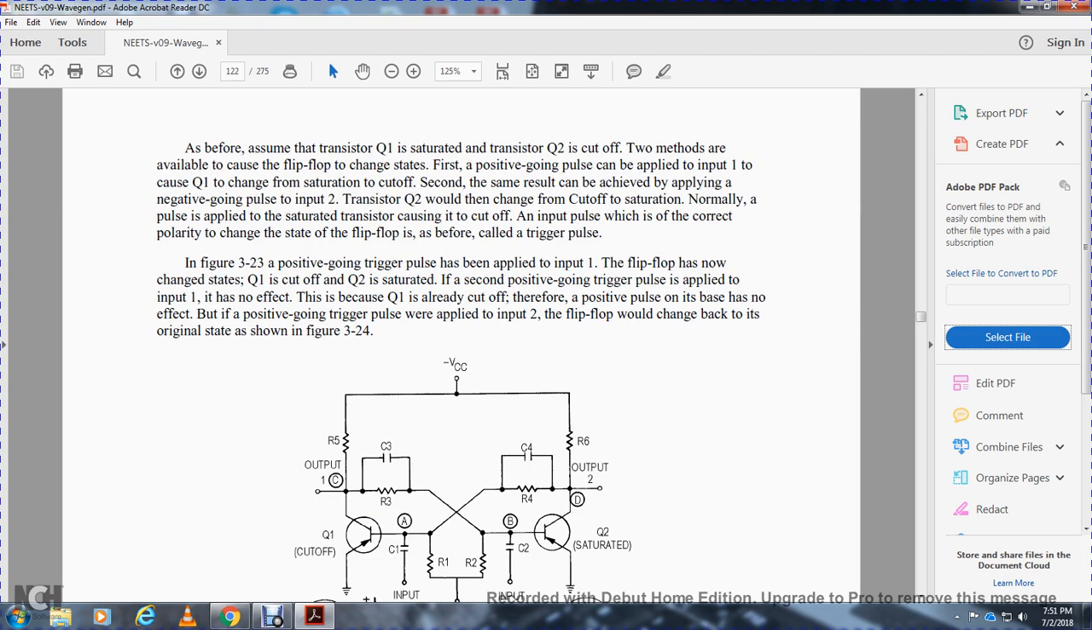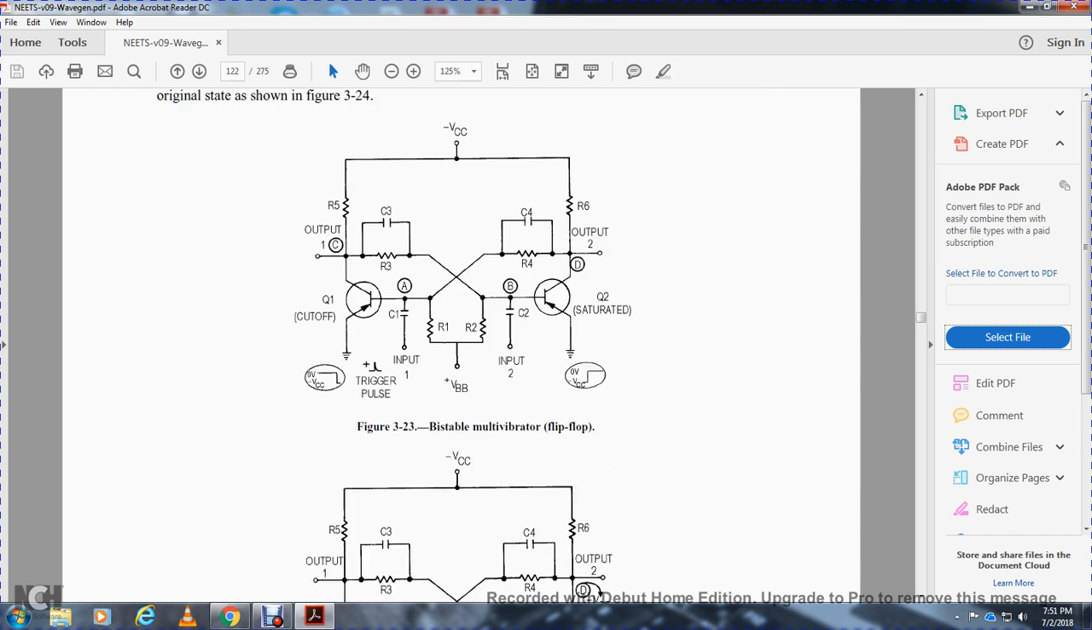The flip-flop is now changed, with the state of transistor 1 cut off and transistor 2 saturated. If a second positive-going trigger pulse is applied to input 1, there is no effect on the base, only because transistor 1 is already cut off. Therefore the pulse at the base has no effect. But if a positive-going trigger pulse is applied to input 2, the flip-flop would change back to its original state in figure 324.